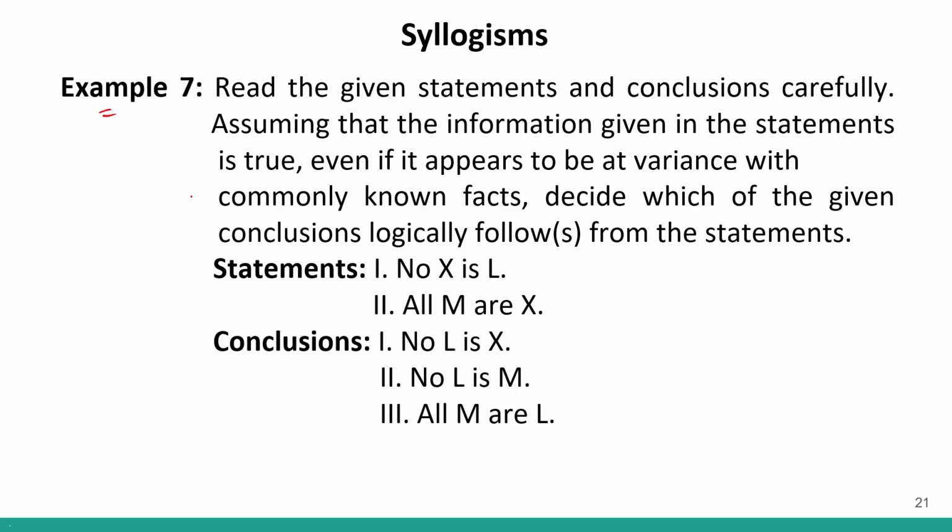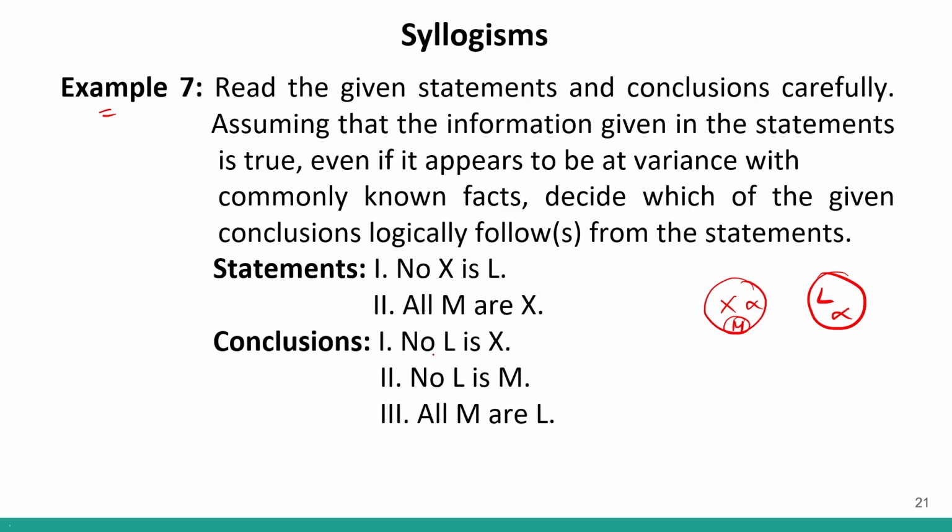Moving on to example number 7. Two statements, 3 conclusions. We have to tell which one will follow, which one will not. Statement 1 is no X is L. That means X and L will not overlap. Correct? X and L will not overlap. They are separate entities. All M are X. So within X, we will have a subset of M. All M is a part of X. So this will be my diagram.